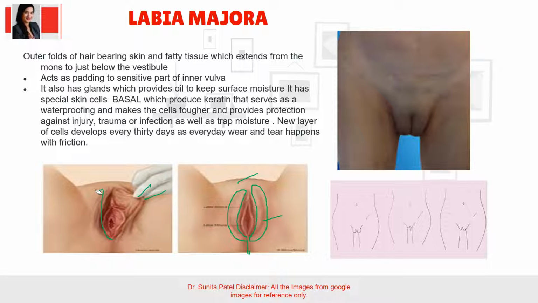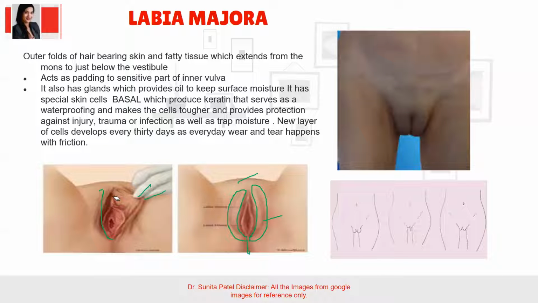So if you remove the hair from this area, you can note down the pustules and dryness in this area also. So this is the same skin which is present in the mons, but they are two folds, and these two folds we are calling the labia majora. They act as a padding. They also have glands which provide oil to keep the surface moist, like the vulva, like the mons.